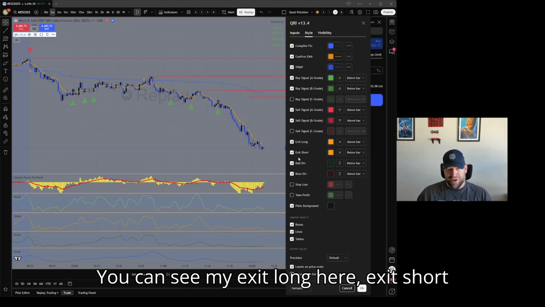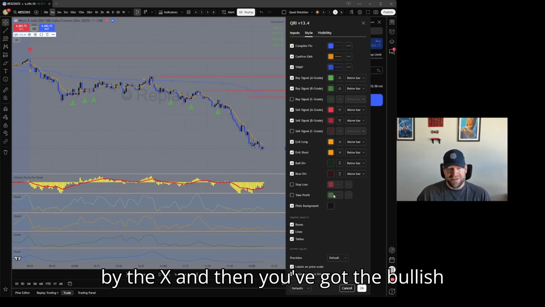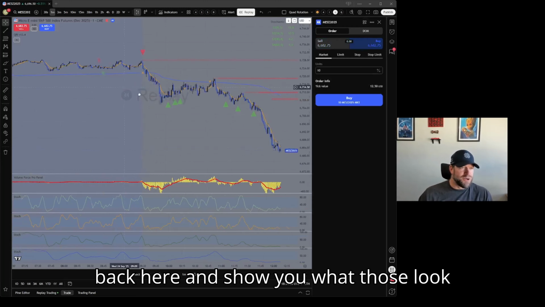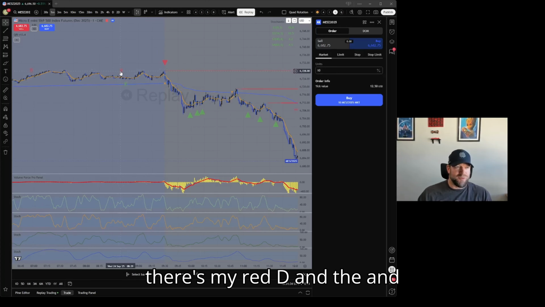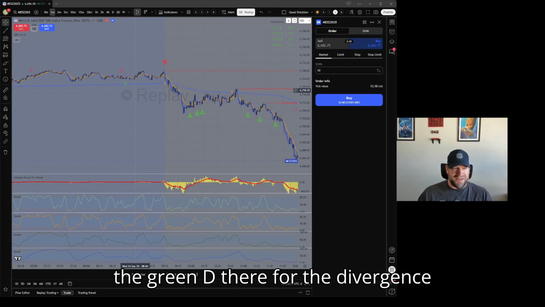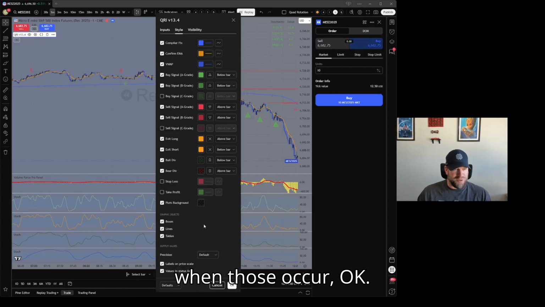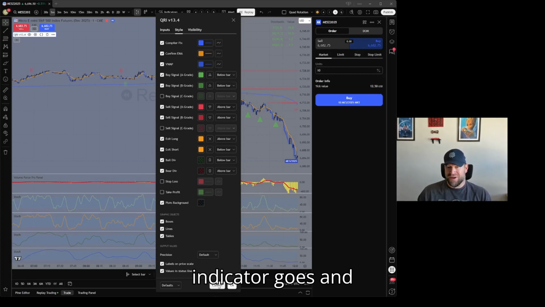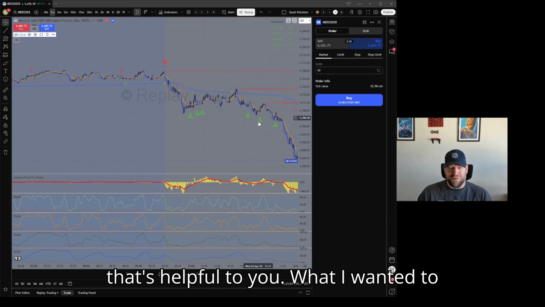You can see my exit long here, exit short. Again, those are indicated here by the X. And then you've got the bullish and bearish divergence. Let me scroll back here and show you what those look like. I realized I didn't have any. So there's my red D and the green D there for the divergence when those occur. Okay. That's pretty much it as far as the indicator goes and my settings inside of it. So hopefully that's helpful to you.